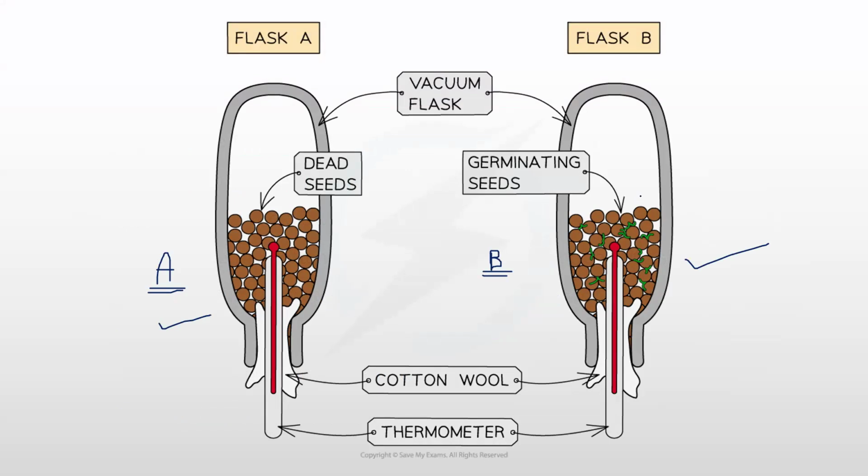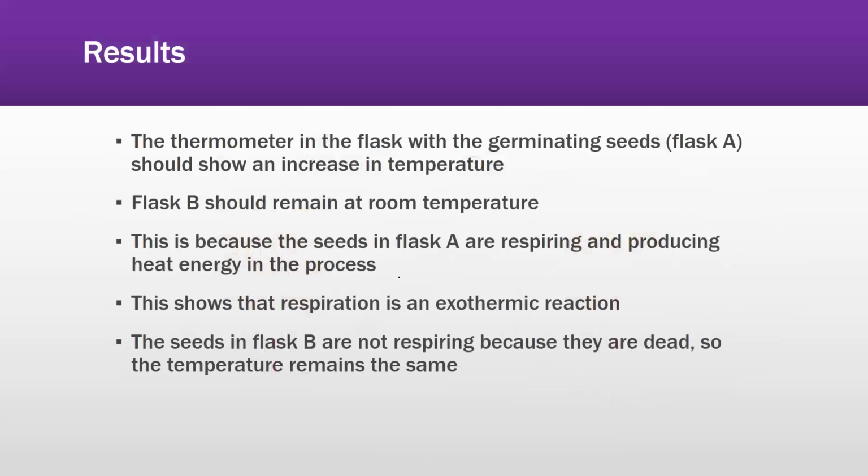Flask B. Good. These will respire, which means they would produce heat as well. That means if the initial temperature was, let's say, 25, maybe after 4 days the temperature is 40. But the other flask's temperature would remain the same. If you left it at 25, it would remain at 25. The thermometer in the flask with the germinating seeds should show an increase in temperature, and flask B should remain at room temperature.